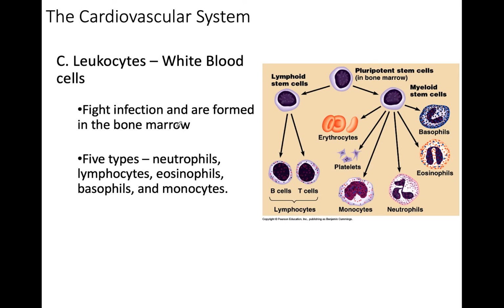Then you've got white blood cells, also called leukocytes, and there are several different types of white blood cells. So you've got B cells, T cells, monocytes, neutrophils, eosinophils, and basophils. Please make sure you know the names of all 5 types of white blood cells. The purpose of these guys is to help fight infections, and they are a huge component of your immune system.